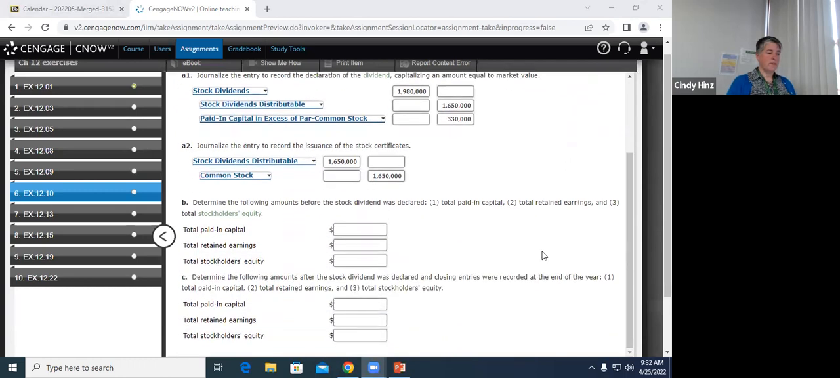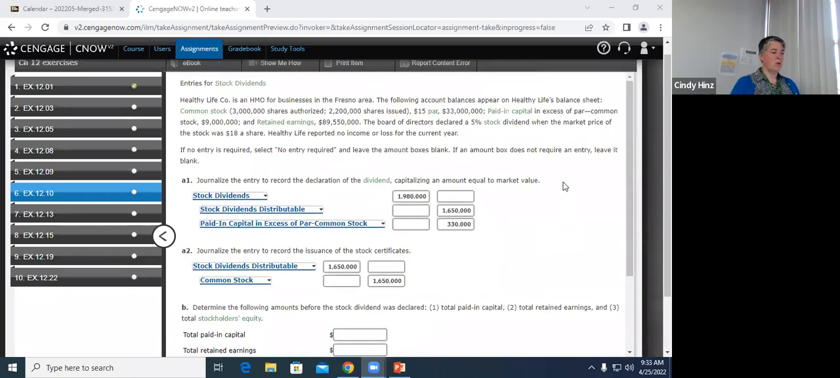So let me scroll down here. We already talked about, and I explained using the accounting equation, that our total stockholders' equity is unaffected by this stock dividend. So what was our total stockholders' equity before the stock dividend? We had 33 million in par value sitting in the common stock account. We had 9 million in excess of par. And then we had retained earnings of $89,550,000, excuse me.